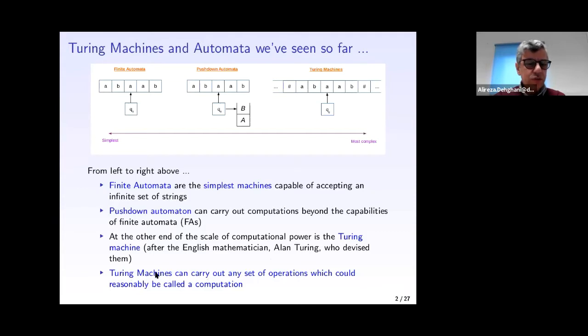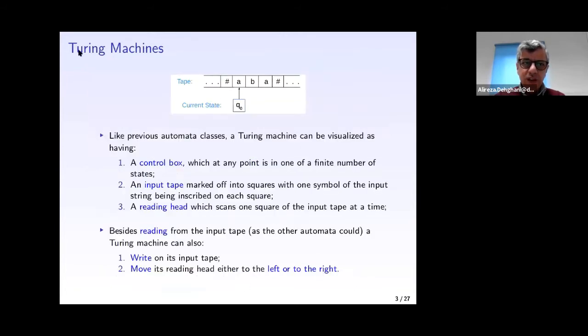Actually, when we talk about a Turing machine, that's not just a matter of generating a string of the language. That's kind of doing a computation. So slowly we are getting closer to computability and computation. So in a Turing machine, we have a tape very similar to other machines. Like previous automata classes, a Turing machine can be visualized as having a control box, which at any point is in one of the finite number of states. So we have the states.